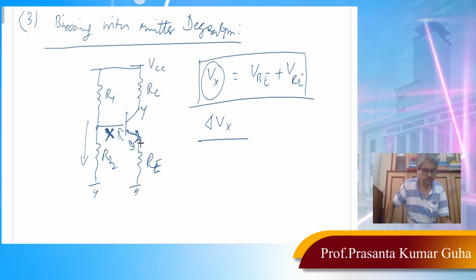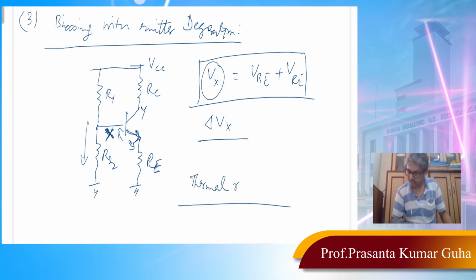Now this RE is acting as a negative feedback here. So for example, for some reason, it can prevent a condition known as thermal runaway.